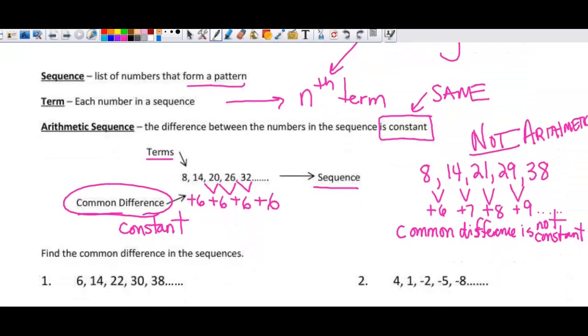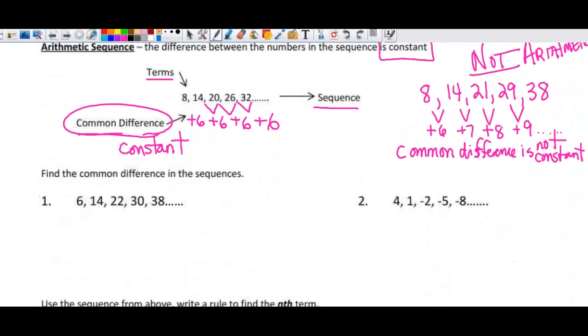Okay? So, number 1 and 2 says find the common difference. So you could pause the video and then you could tell me what the answers are by pushing play. But I'm going to go now. The common difference here is adding 8. And on number 2, when you look at this pattern, the common difference here is subtracting 3. Okay?